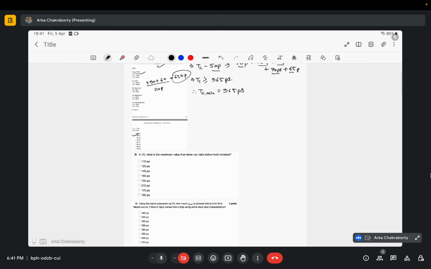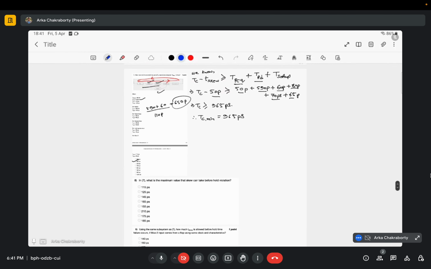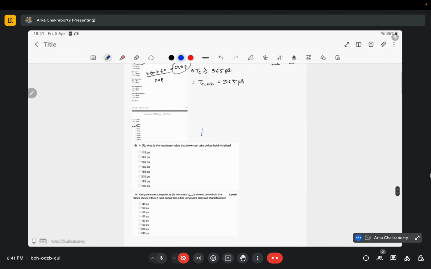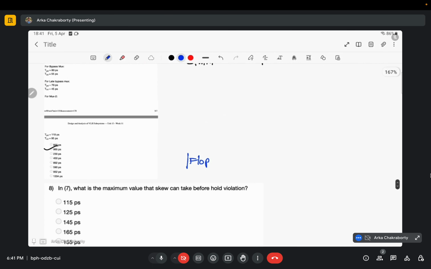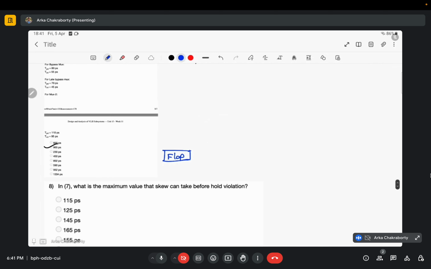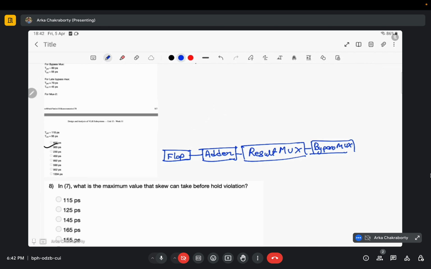Okay, so let us draw the circuit. There was a flop, followed by an adder, followed by result mux, followed by bypass mux, followed by late bypass mux.